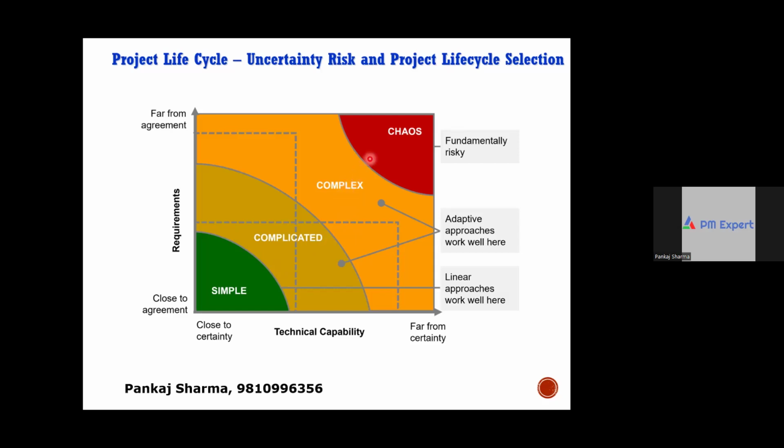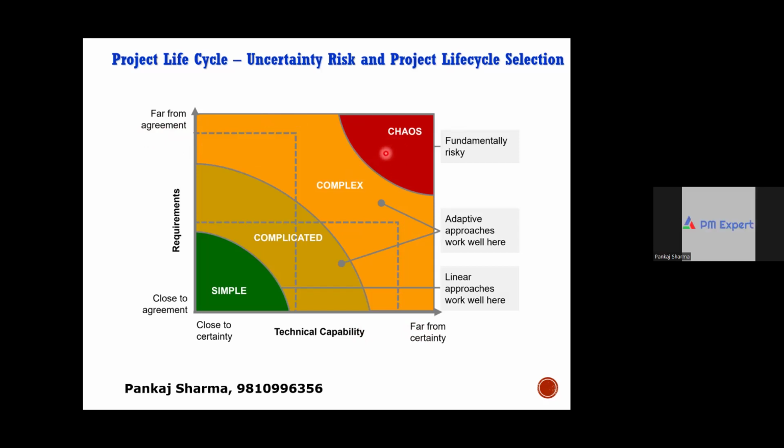Now, there is a chaos also. The fourth category is chaos. Chaos means requirements far from agreement and technology far from certainty. This is chaos. Now, what should we do about chaos? Before planning this project, should we get more clarity on the requirements or not? Should we bring chaos at least to a complex level, then start working on the planning?